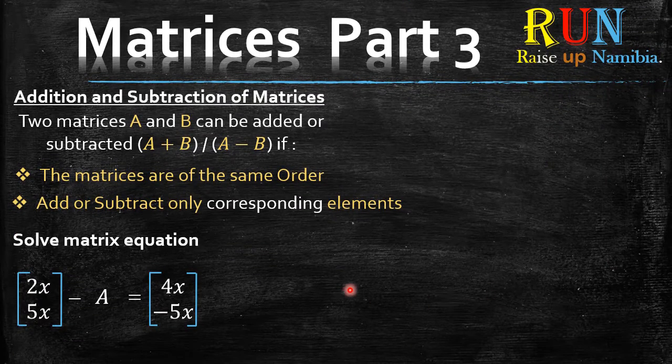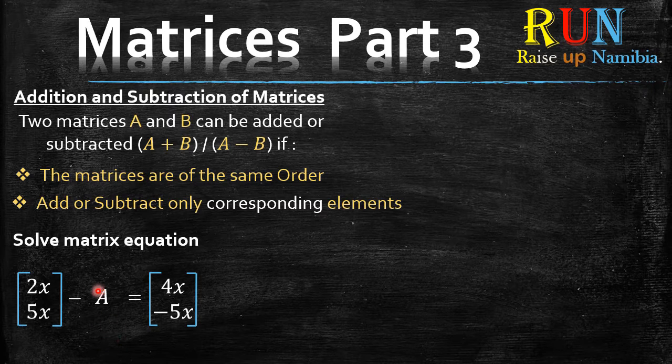Now, how about if you have another equation that looks like this? This one has a matrix minus A equals another matrix. What do you do here? This one is also very simple. But since we have a negative A over here, how about we make it positive? How can we make this A positive?